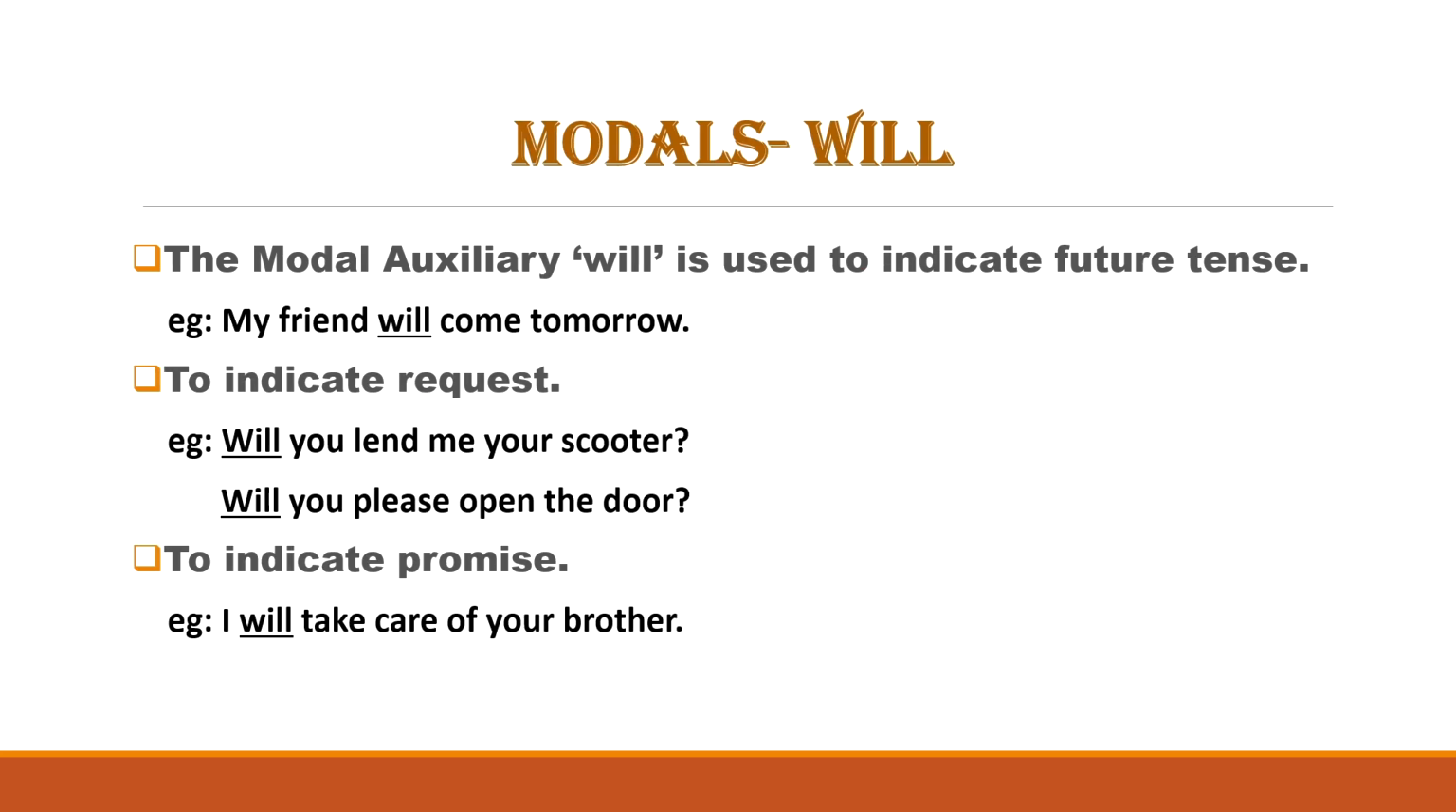So, the first one is will. The modal auxiliary will is used to indicate future tense. For example, my friend will come tomorrow. To indicate request, will you lend me your scooter? Will you please open the door? Next, to indicate promise. For example, I will take care of your brother. So, it means that I promise to take care of your brother.